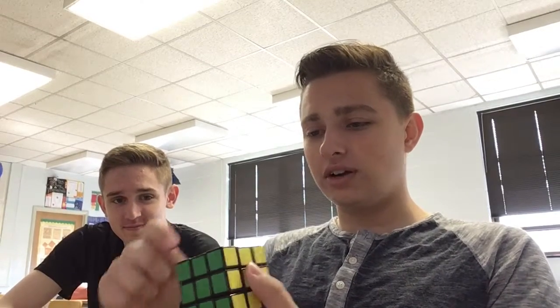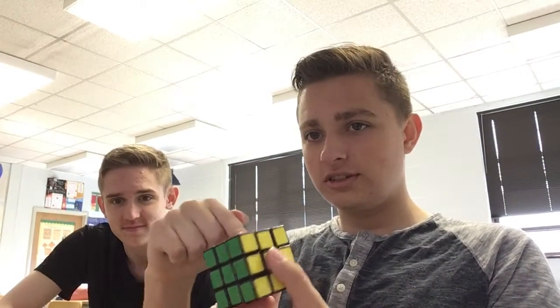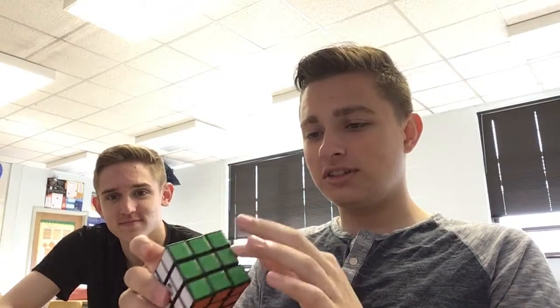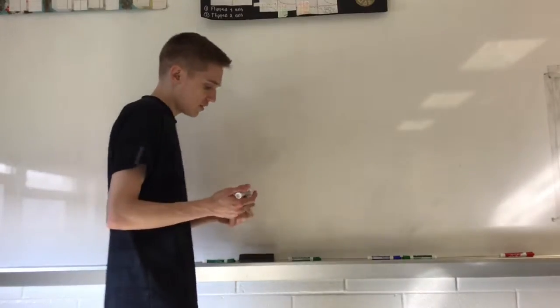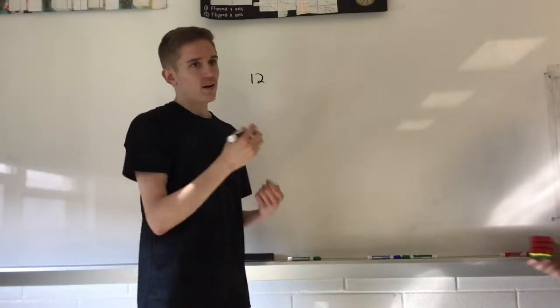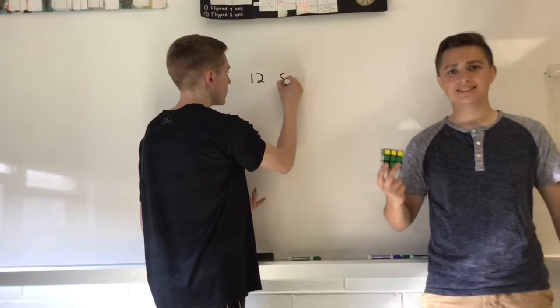Well, let's find out. To start off, we counted and found out that there are 8 different corner pieces on this Rubik's Cube and 12 different edge pieces. So keep those numbers in your head because they're going to be important for our calculations later. Alright, so we've got 12 edges and 8 corner pieces.